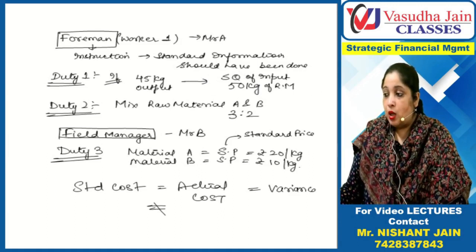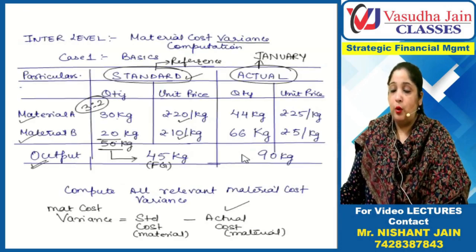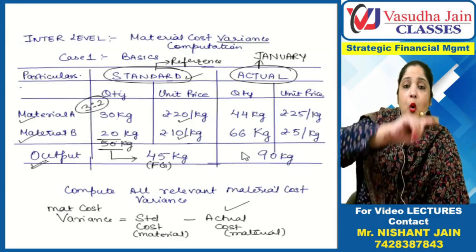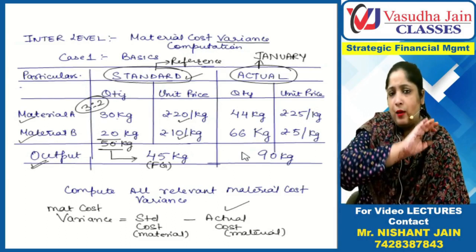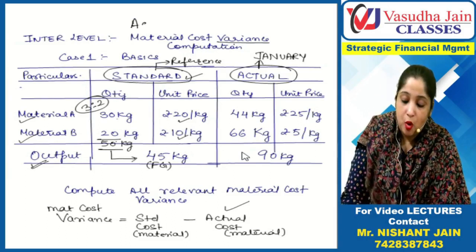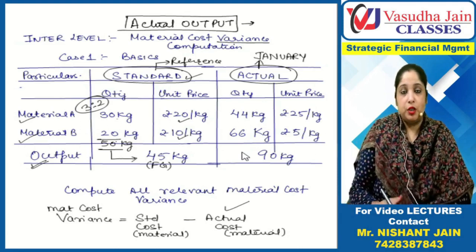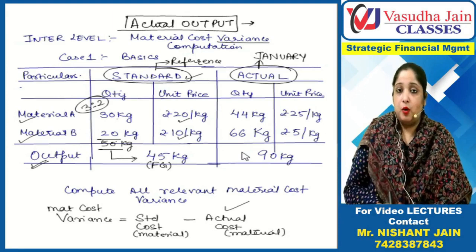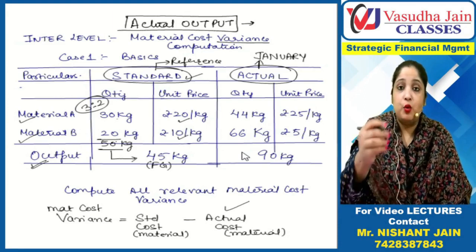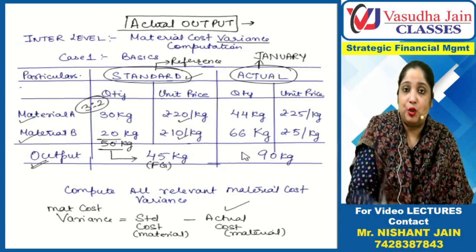So, coming back to my question, I told you in the very beginning that the whole variance analysis concept, the complete chapter, is based on actual output. Now we are going to solve the question. Before we start solving it, ask what finished goods have been produced in actual.